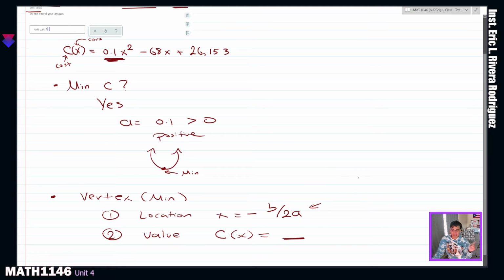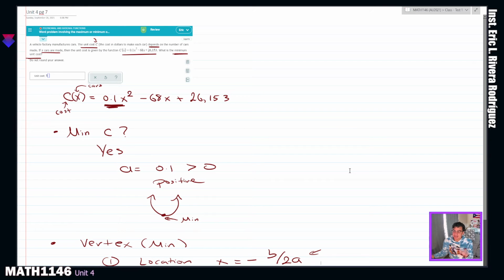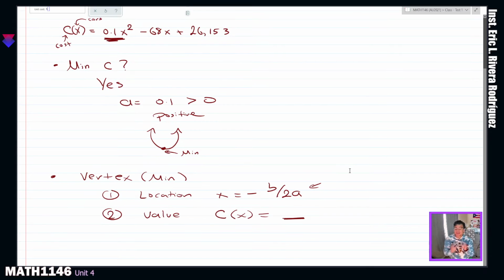First, identify the location. And it is very important to understand the question, because sometimes, let me see what is the question. What is the minimum unit cost? The question is about the minimum unit cost, all right? There are two questions here. It could be what is the number of cars that the factory needs to create in order to have the minimum unit cost. But that's a different question. The question here is, what is the minimum cost?